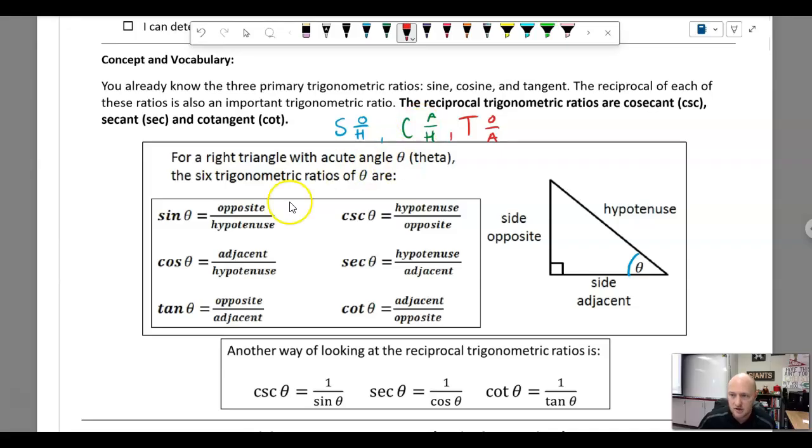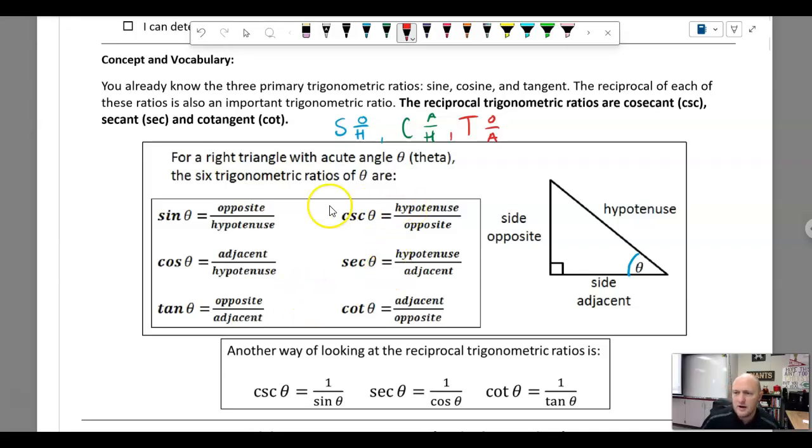So sine is opposite over hypotenuse, and its reciprocal is cosecant. That's going to be hypotenuse over opposite. Cosine, its reciprocal is secant. So we have hypotenuse over adjacent. I just flip those, right? Instead of adjacent over hypotenuse, it's hypotenuse over adjacent. And then tangent, it's not inverse, it's reciprocal, a very important distinction, is adjacent over opposite. So again, we just flip those 2 sides.